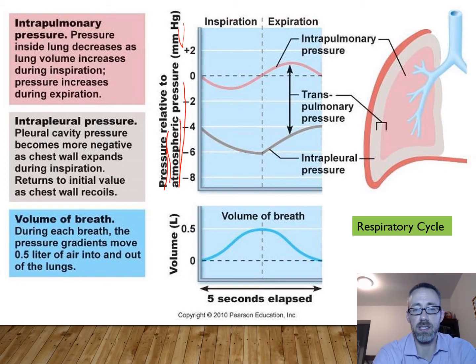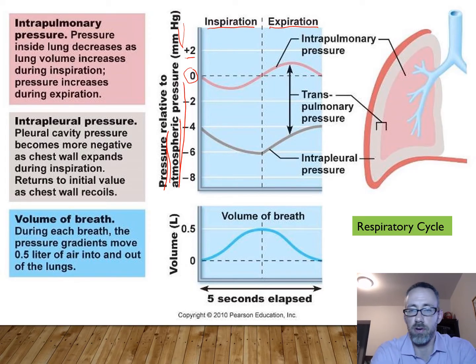And you'll notice that the pressures don't say 760 or 756, which is like the numbers I was using. Instead, it's saying +2 or -2, but that's relative to the atmospheric pressure. So 0 really just represents the atmospheric pressure, which is 760 millimeters of mercury. So +2 is just 2 above that, okay? So here you see there's two columns. There's an inspiration and expiration column.